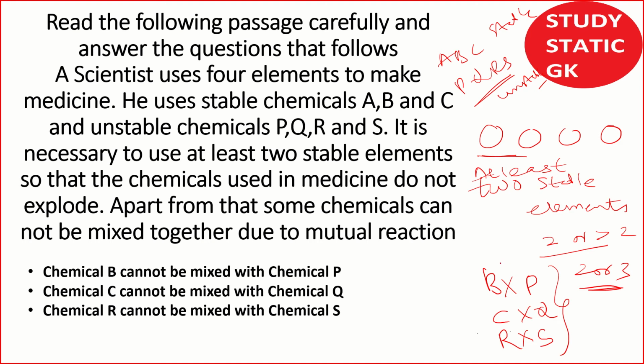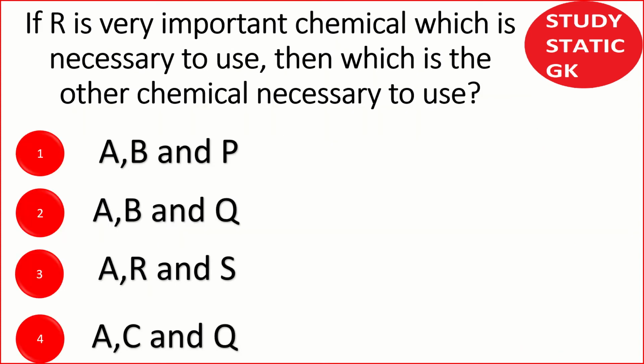And again there are some other conditions: B cannot be mixed with P, C cannot be mixed with Q, R cannot be mixed with S. And now we go to the questions. If R is a very important chemical which is necessary to use, then which is the other chemical necessary to use? If R is there, then S should not be there, right?